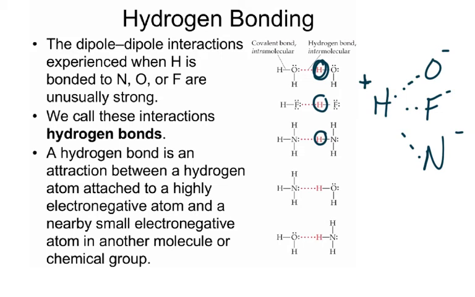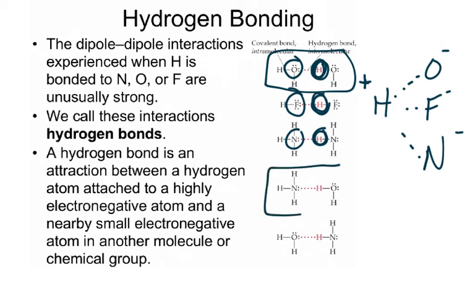In other words, a hydrogen bond is when an H interacts with either an O, an F, or an N. So you have two waters here interacting. Waters interact through hydrogen bonding. You'll notice here hydrogen interacting with fluorine. Okay, hydrogen interacting with nitrogen.